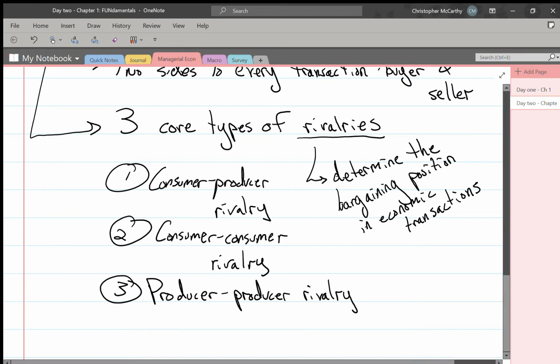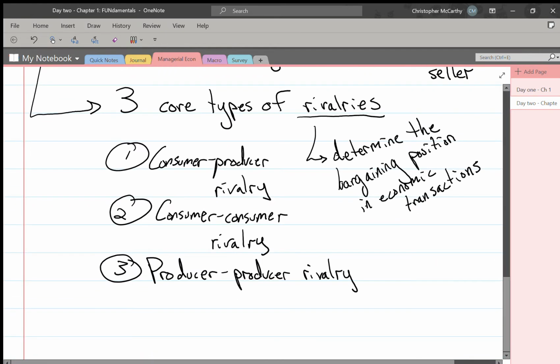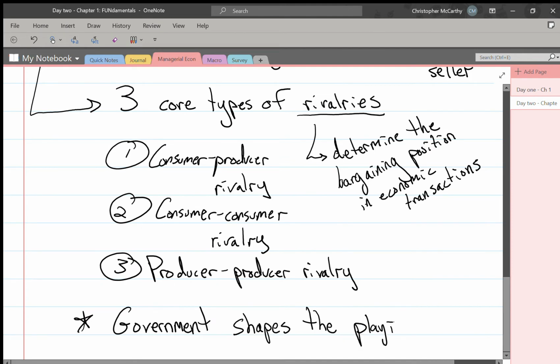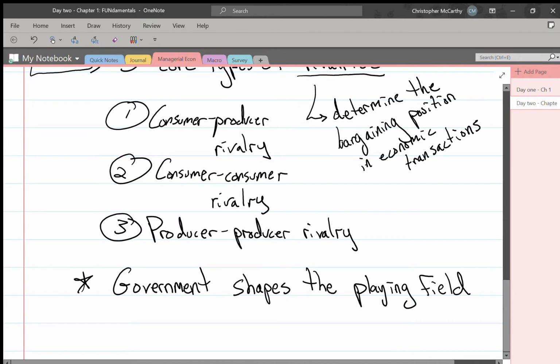We also have government and the market, right? So the other thing too that's important to keep in mind is the fact that the government shapes the playing field and sets the rules for the market.